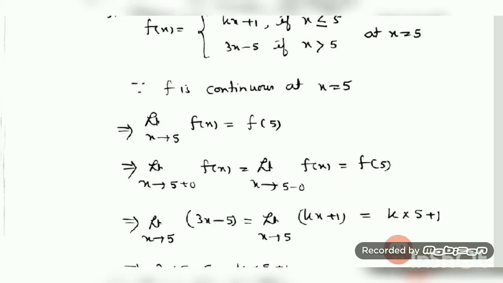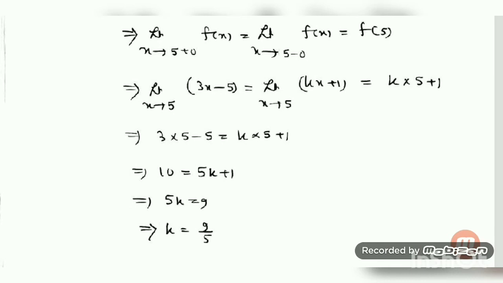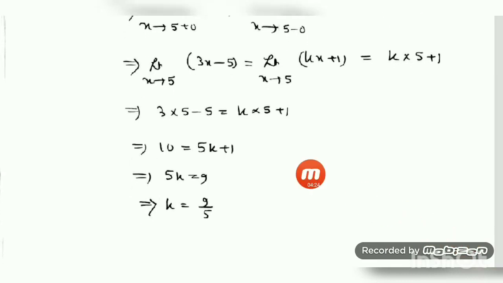Okay? Now let us substitute the limit value because it is a polynomial. We can substitute directly. So 3 into 5 minus 5 is equal to k into 5 plus 1. So I have written it once. Then 3 fives are 15, minus 5 equal to 10. So this is equal to 5k plus 1.